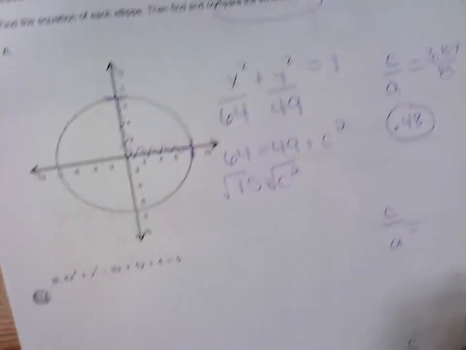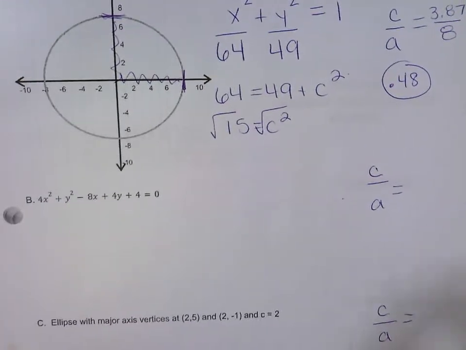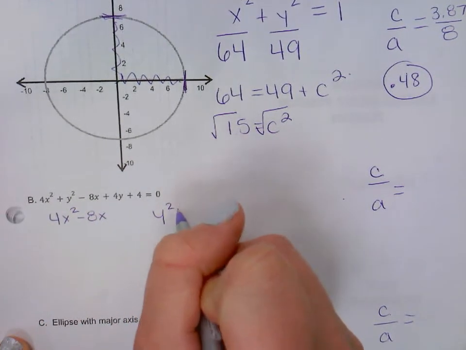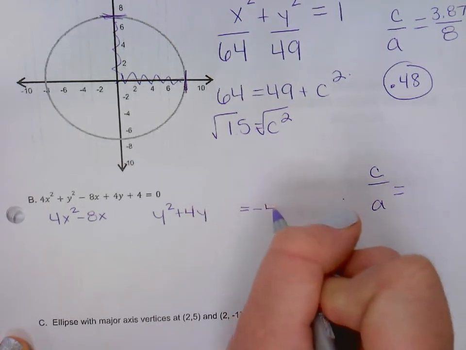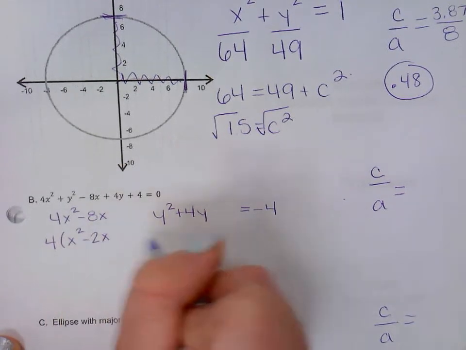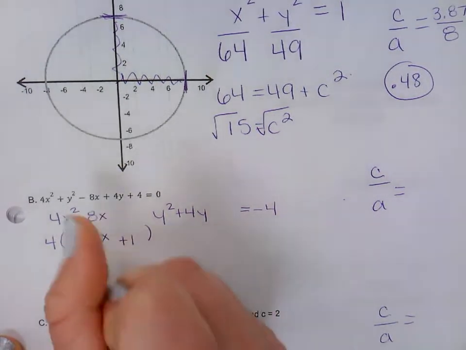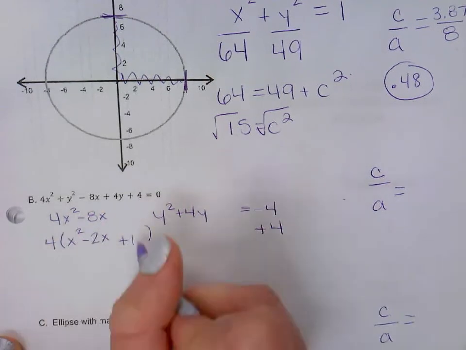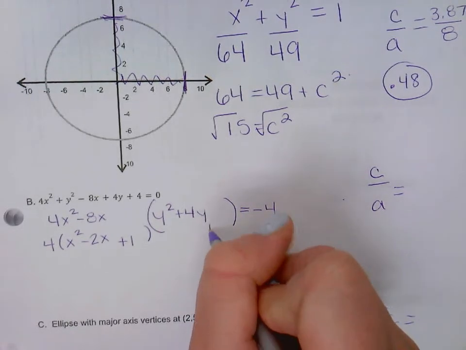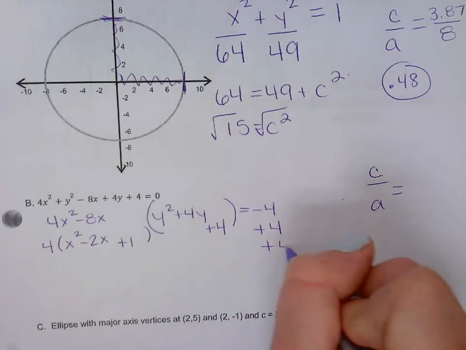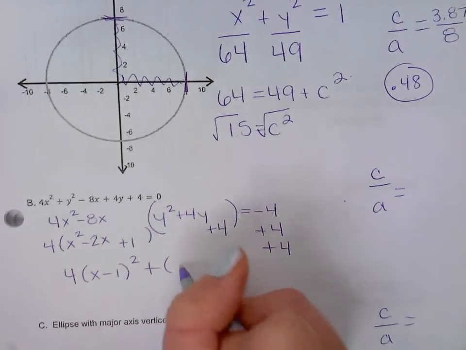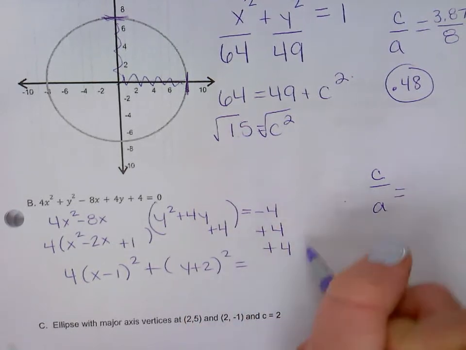So in the next equation, I have to put the equation together here. So 4x squared minus 8x, y squared plus 4y equals -4. Factor out a 4, x squared minus 2x. I'm going to add 1, so I'm going to add 4 times 1 to the other side of the equation. And then in this trinomial, I can just go ahead and add 4. So this is 4 times (x minus 1) squared plus (y plus 2) squared equals 4.